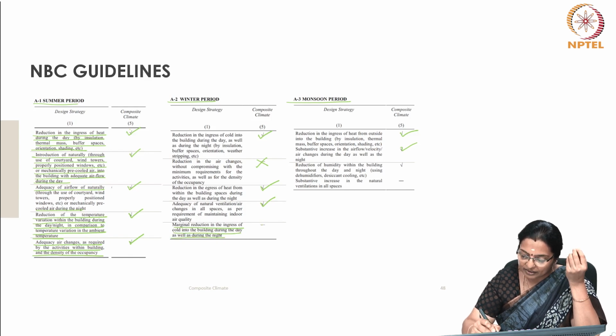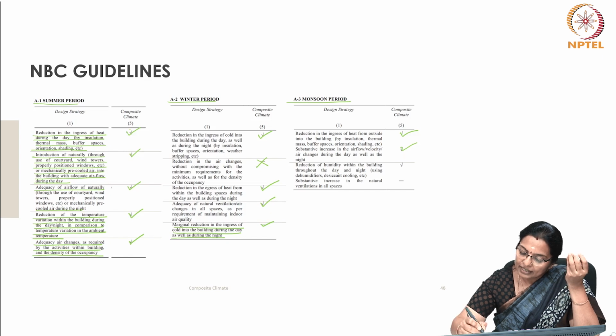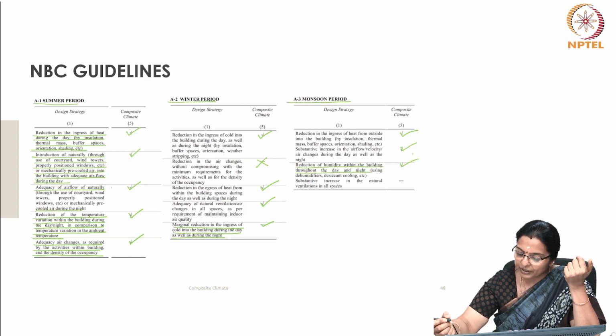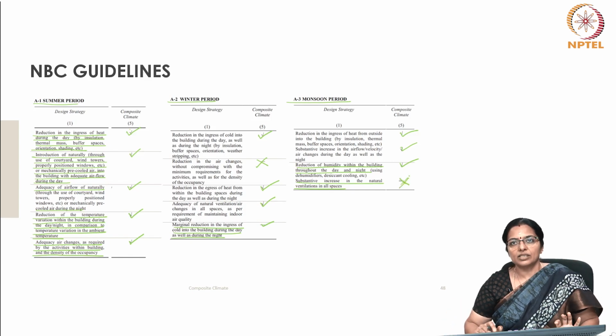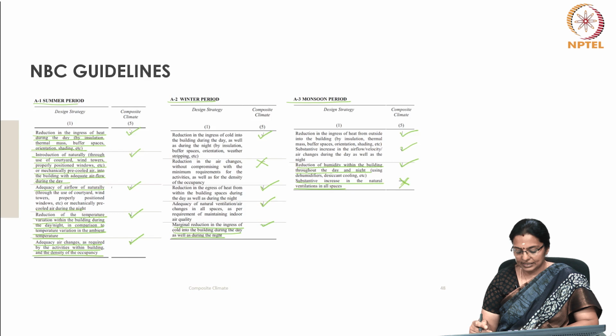There has to be a reduction. Then reduction of humidity within the building throughout the day in some form or the other is needed during the monsoon period, and substantive increase in natural ventilation in all spaces is not really needed during the monsoon period. So, this is what NBC says in its guidelines.